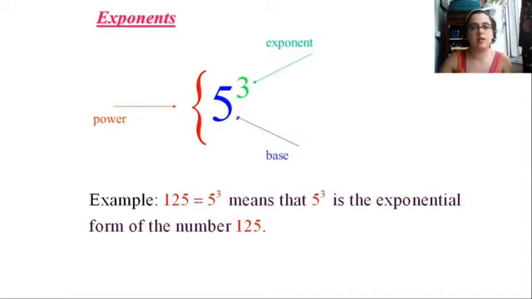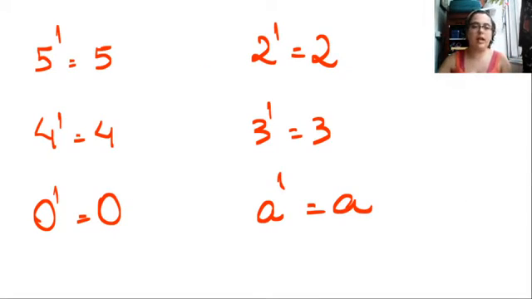So the exponents. I have 5, my base, 3 is my exponent, and the final result of it is my power. So we have an example here. 125 is the same as 5 elevated to the third exponent. Means that 5 to the cubic is the exponential form of the number 125. Okay? Now, let's see some examples with the exponent 1.